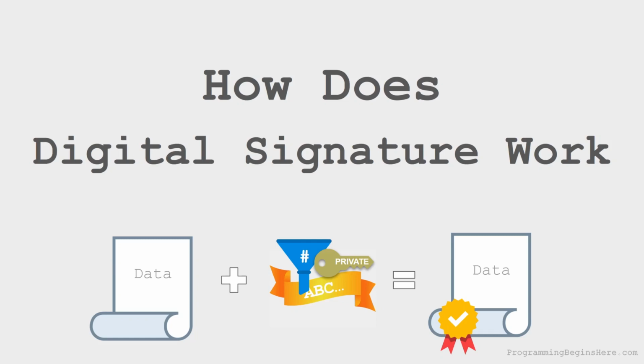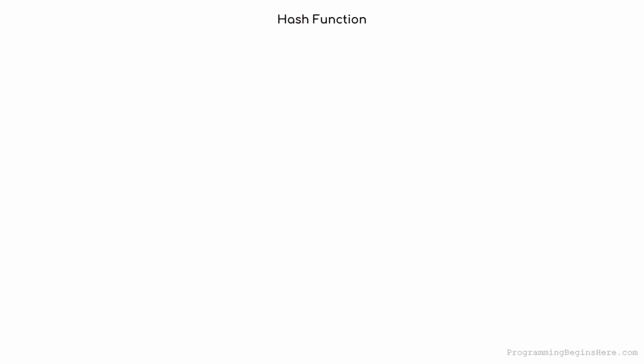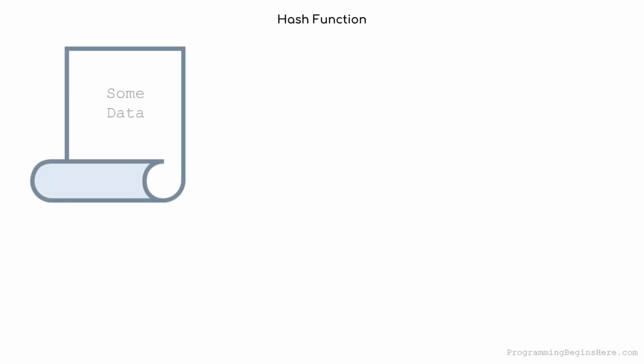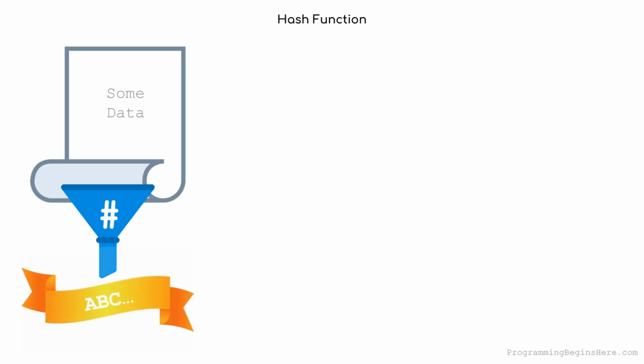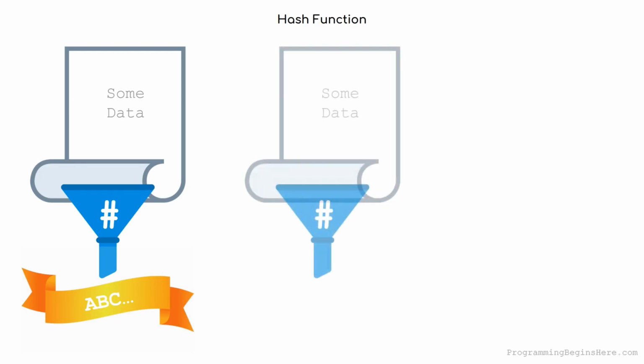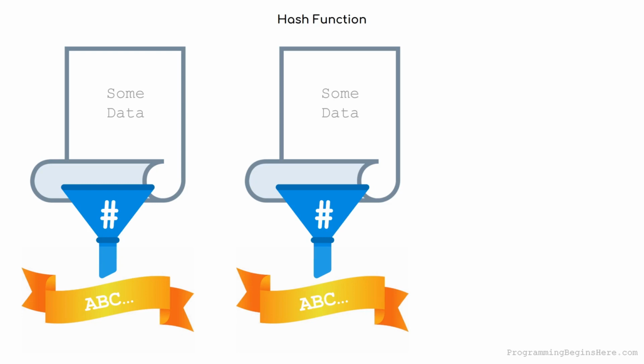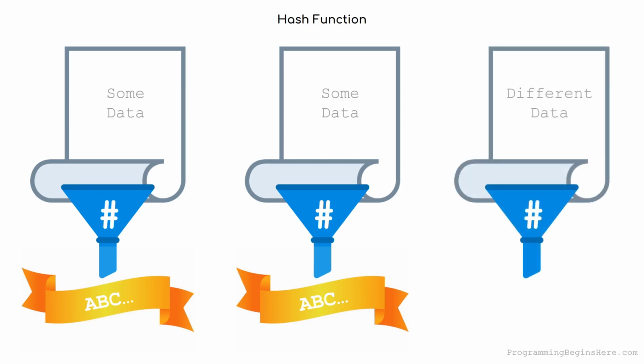Let's start with the hash functions. If you have some data, and you apply a hash function to the data, the outcome of the function will be a new string of a fixed length called digest. And as long as you or anybody else apply the same hash function to the same data, it always produces the same outcome. At the same time, when you or anybody else apply the hash function to a different data, the outcome will be a different string of the same length.